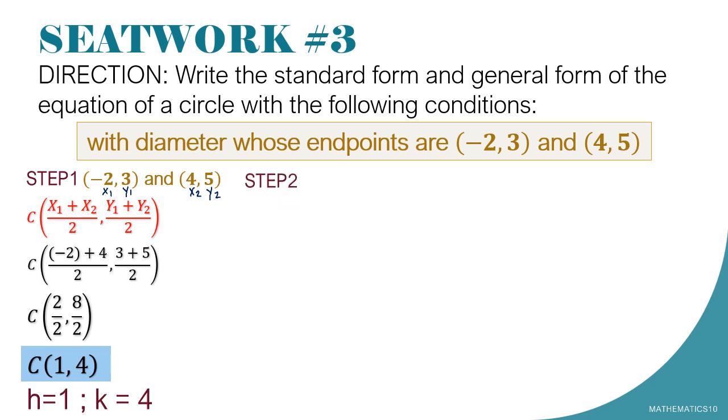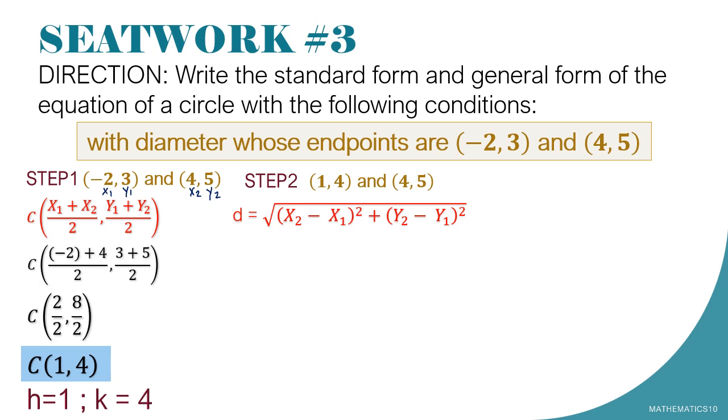Next, let's proceed with finding the length of our radius. It's not directly given as well. So in this process, we need to use the distance formula, guys. In this case, I'm going to use the coordinates of our center that we got a while ago, 1, 4, and one of the endpoints of our diameter, so that starting from the center up to that endpoint, we would have our radius already.